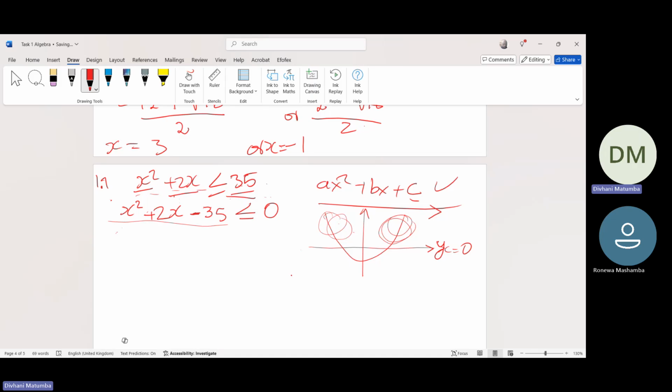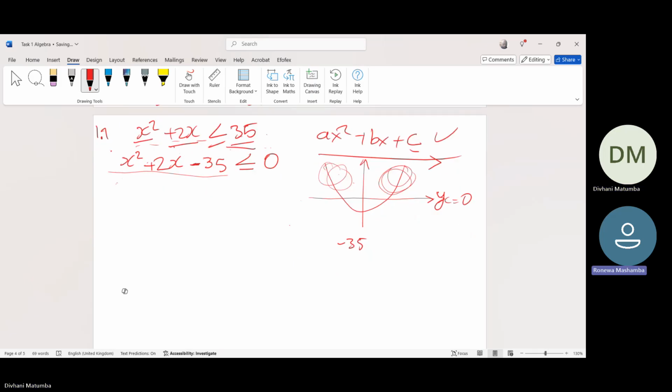Okay, let us dissect minus 35. What are the factors of minus 35? Minus 7 times 5. And then we have 7 times minus 5. Do we have any other? So is it not minus 5? You are right. Okay. Do you agree with these ones? Yeah.